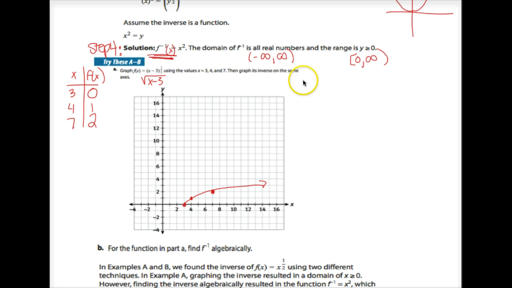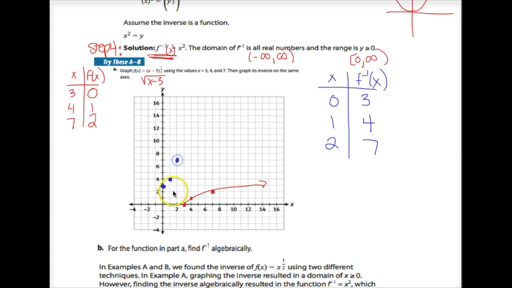So graph its inverse on the same axes. I'll use a different color here. For f inverse, we switch the x and the y. So we should have the points (0, 3), (1, 4), and (2, 7). So I plot those: (0, 3), (1, 4), and (2, 7).